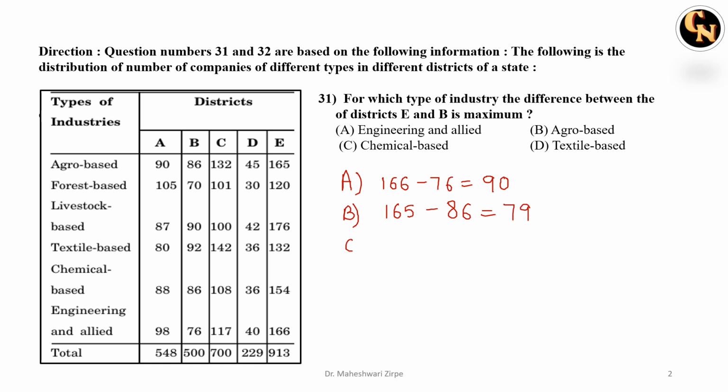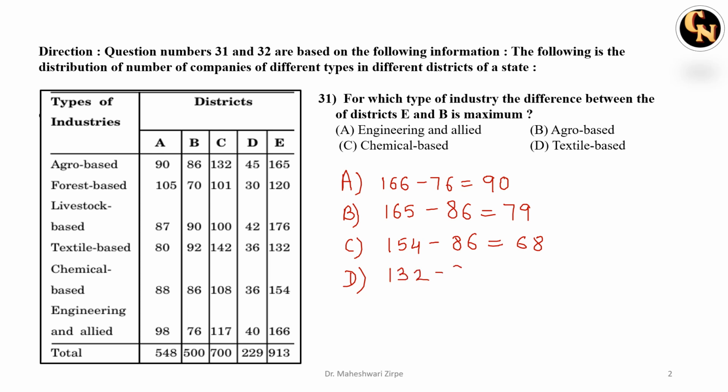Okay, similarly option C is chemical based. So let us see for chemical based, it is 154 minus 86. Correct? It comes out to be 68. And the last option D is textile industry. So for textile industry, B is 92 and E is 132.